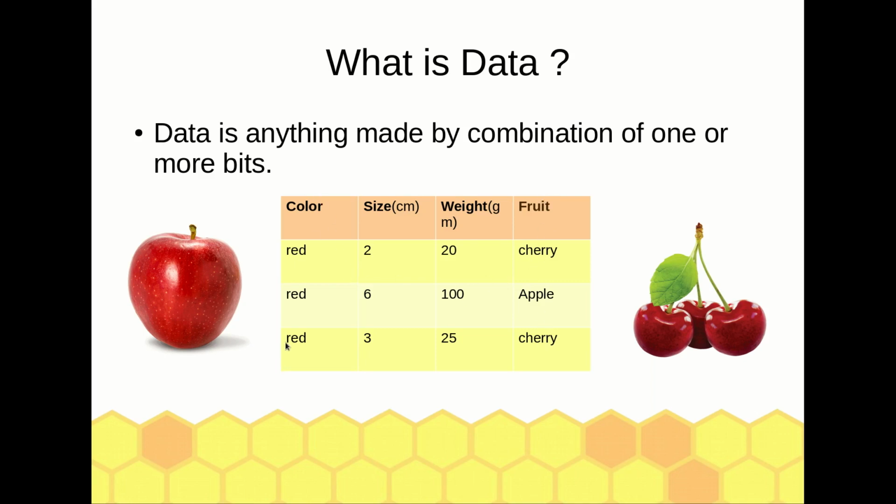So color is no more required by us, so we have to take care of all this in the data pre-processing part. Size and weight, these two columns, allow us to predict the fruit column. So if the size is 2 centimeter and the weight is 20 gram, then it is cherry. Let us do one thing: let us plot these points onto the graph, then I will show you.